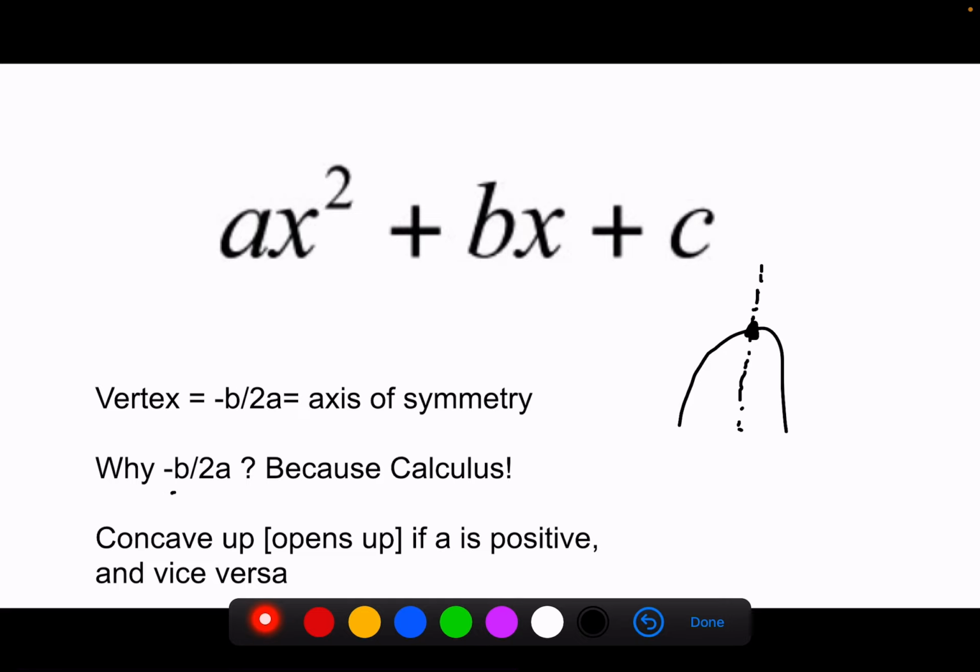You might be wondering why negative b over 2a. The answer is because of calculus. You do not need to know this if you're in an algebra class, but if you take calculus in the future, it's interesting to know where this formula comes from.